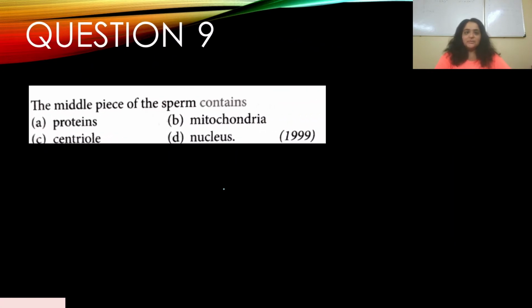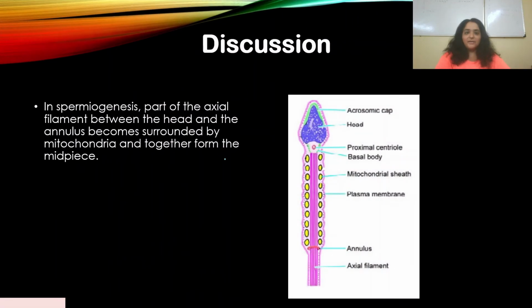Okay, so question number 9. The middle piece of the sperm contains, and this appeared in 99: A, proteins, B, mitochondria, C, centriole, and D, nucleus. Very important question. So you need to remember the structure of sperm. The middle piece of the sperm contains B, mitochondria. Okay, answer is B.